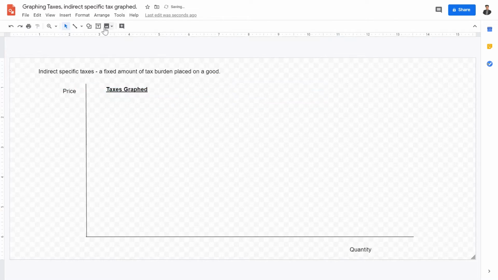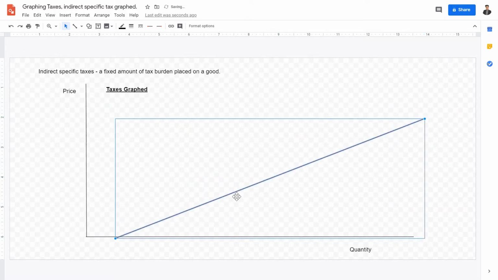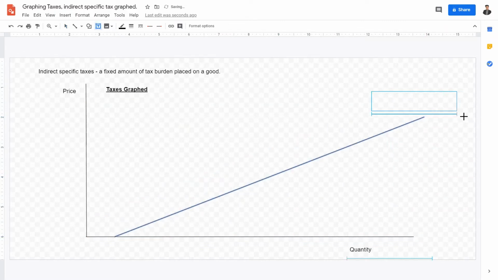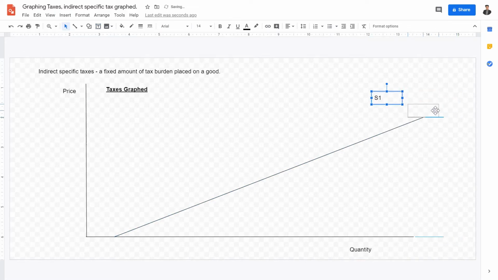So the first thing, we have to draw the supply curve. Okay, so the supply curve slopes upwards. Perfect. So this is our first supply curve, so we're gonna title this as S1. Okay, S1. This is our first supply curve right here.